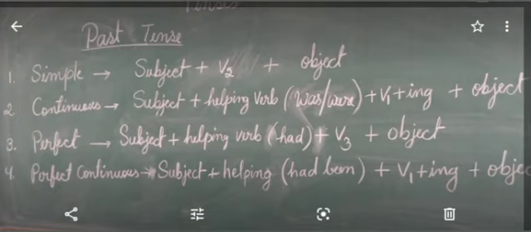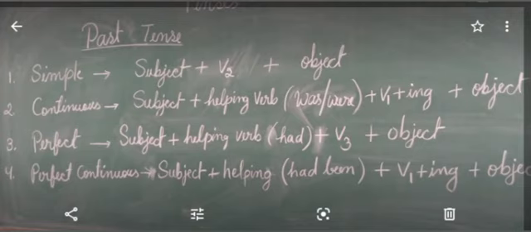Now, the fourth one, past perfect continuous. The formula is subject plus helping verb had been plus first form of the verb with ing plus object. She had been writing a letter. Now, with this, we have done the past tense.